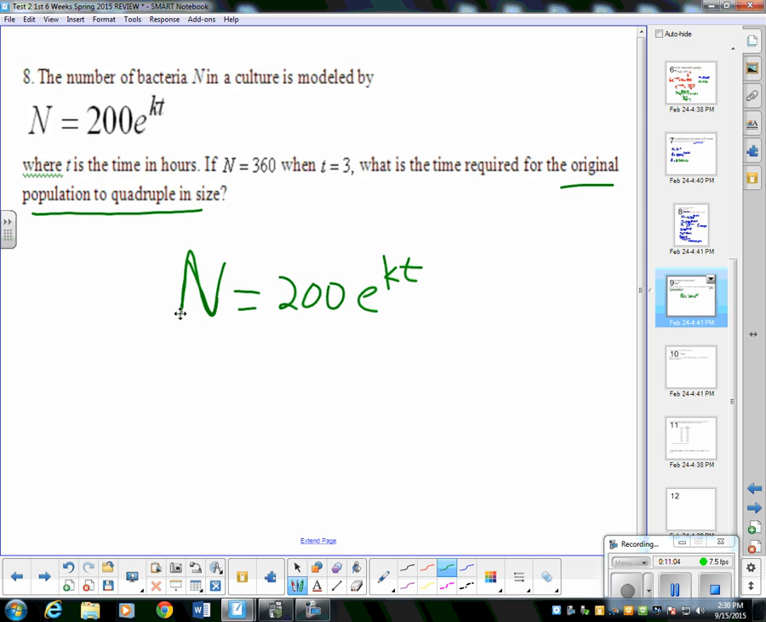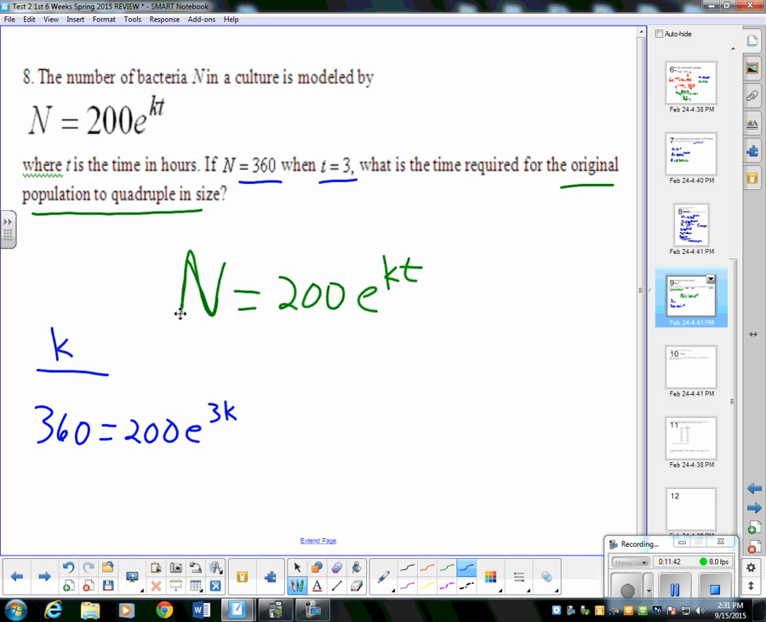And then we got to find K. Well, K is a whole different animal. To find K, we need to know an N and a T that correspond to each other. Not just any N and T, but an N and a T that correspond to each other. So we actually have to work this out in a couple of steps. Therefore, first, in blue, we're going to find K. If we read the problem up there, we know that when N is 360, T is 3. So we know this: 360 is equal to 200 times e to the 3k. That's what we know right there.